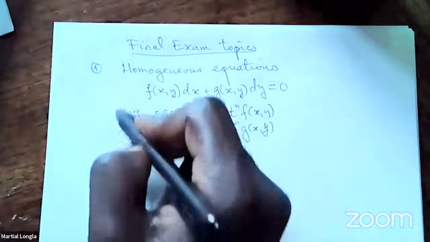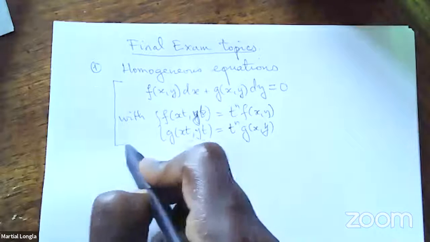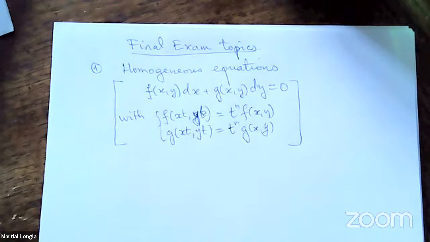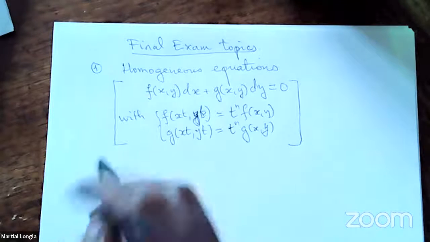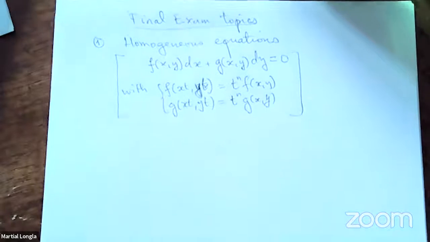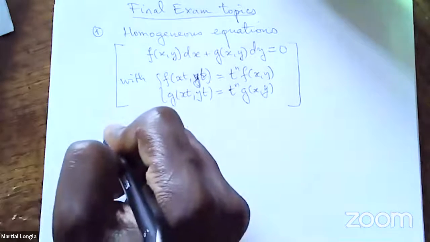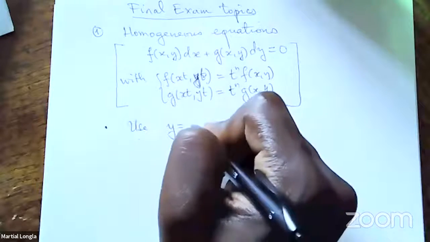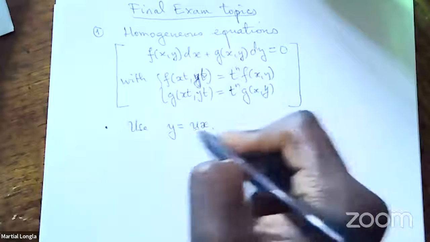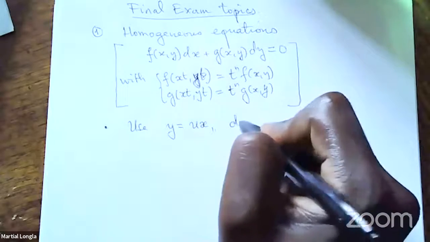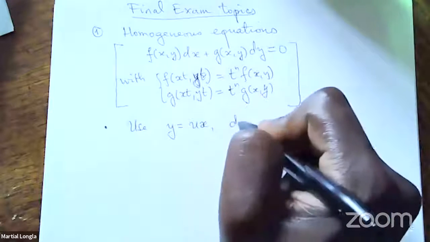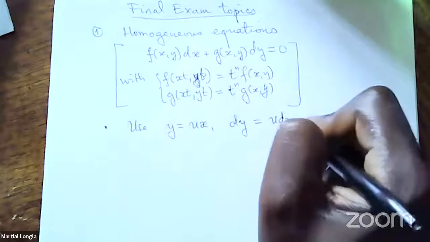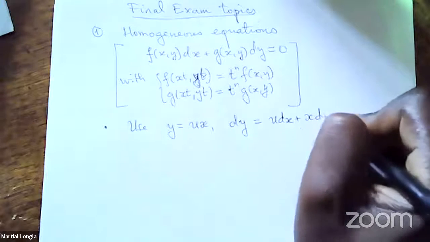So to answer such a question, you will not need on the final exam technically to know this definition, because the question will tell you, solve the following homogeneous equations. So what you will need to know will be the steps. And step 1 is use y equals ux, then take the derivative of y with respect to x, using the fact that this is a chain rule. So dy is equal to u dx plus x du.